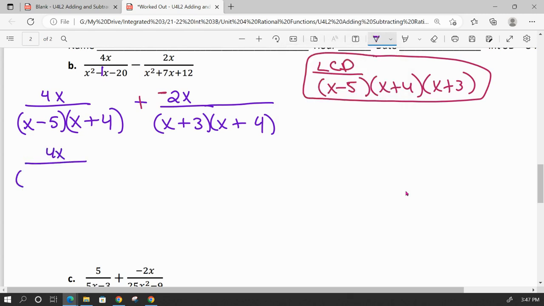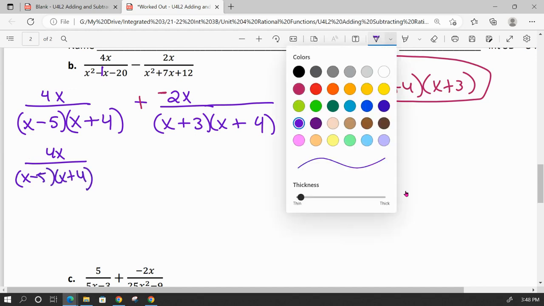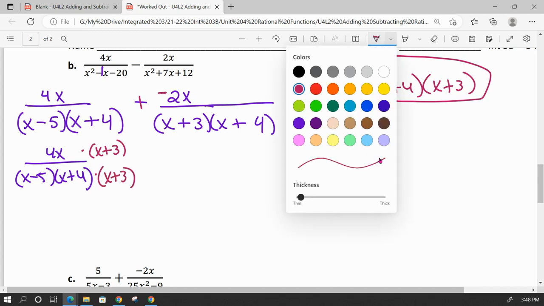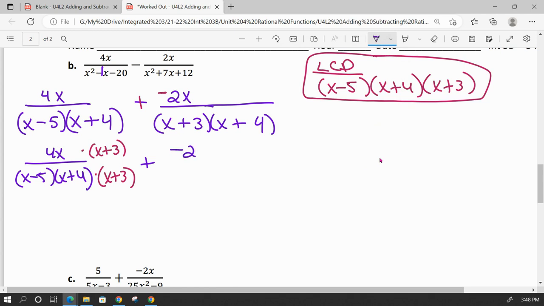So 4x has a denominator of x minus 5 and x plus 4 already. So we need to multiply it by what's missing. Well, if you've already got x minus 5 and x plus 4, the thing you're missing is an x plus 3. So multiply by x plus 3 on the top and the bottom. The second fraction already has a factor of x plus 3 and x plus 4. So if you look at your least common denominator, what's missing is the x minus 5. So I'm going to multiply the top and the bottom by x minus 5.